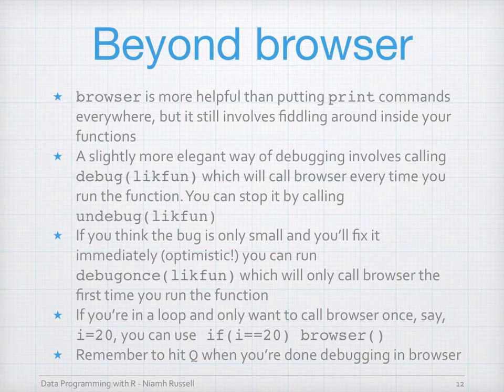Of course, if you do that, you will still have to remove that command once you've sorted out what the issue is with that particular call of the function. So you'd have to change your code to remove the browser function. In all these cases, you should remember to hit capital Q when you finish debugging in browser to allow the code to complete and get back to the R prompt.